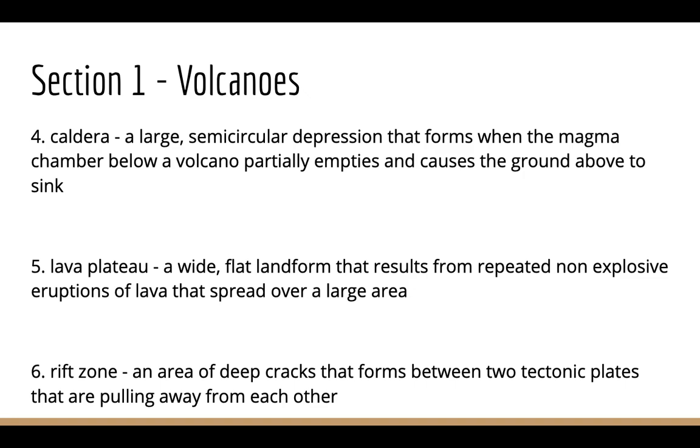A rift zone, though, it's important to note, that's an area in which tectonic plates are pulling away from each other. And if you remember earlier when we learned about earthquakes, we had three different boundary types. We had convergent, divergent, and transform. A rift zone that's pulling away from one another, that's a great example of a divergent boundary.